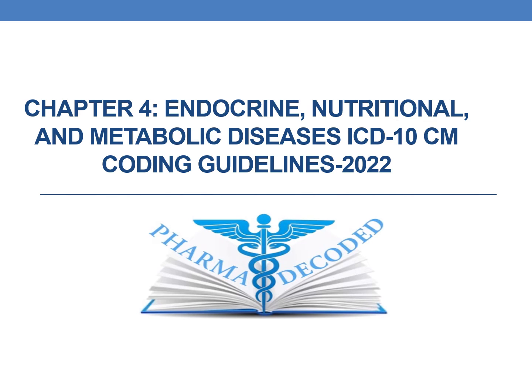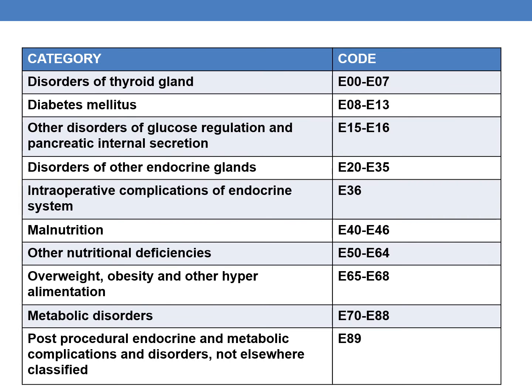Hello everyone, now let us discuss Chapter 4, Endocrine, Nutritional and Metabolic Diseases, ICD-10-CM Coding Guidelines. The various sections of Chapter 4 are: first, disorders of thyroid gland, which are covered in the range of E00 to E07. Diabetes mellitus is covered from E08 to E13.